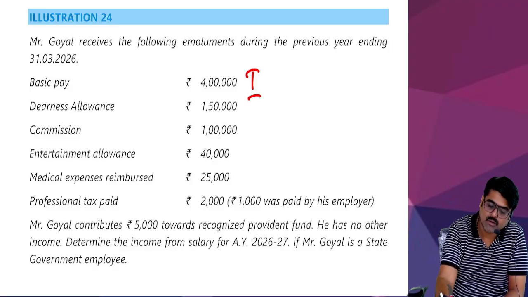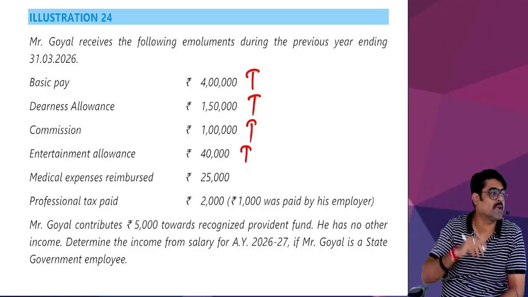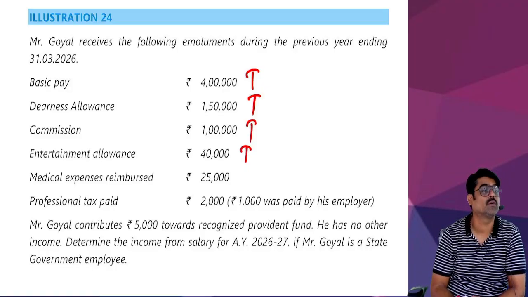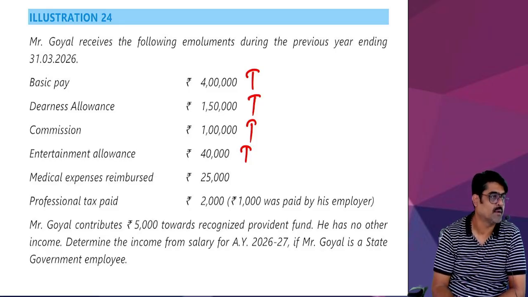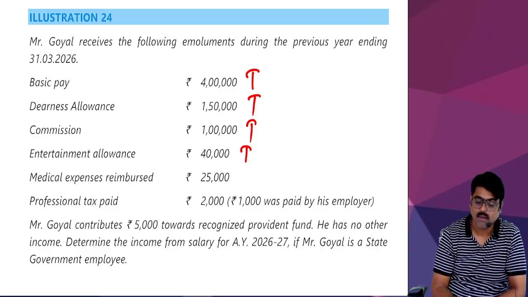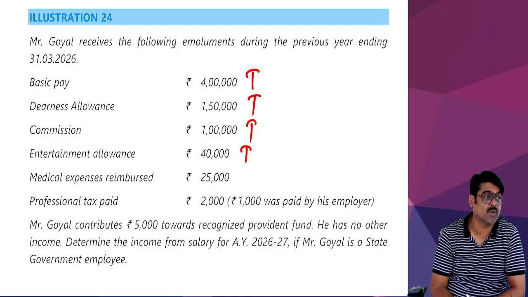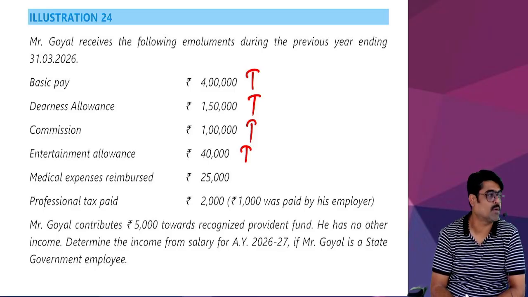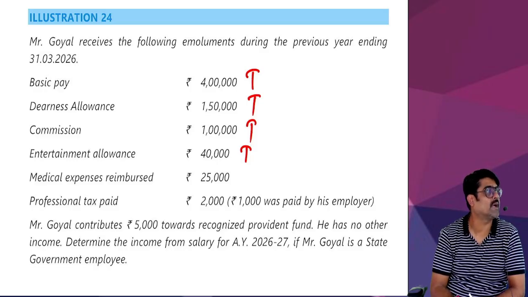Then dearness allowance, taxable. Commission, taxable. Entertainment allowance. But later on, deduction can also be taken under section 16 clause 2. But for that, he needs to be an employee of the government. Is he a government employee? It is given in the question, in the last line: Mr. Goyal is a state government employee. So whatever entertainment allowance he is receiving, you are going to give two effects. First effect, fully taxable. Then, deduction.